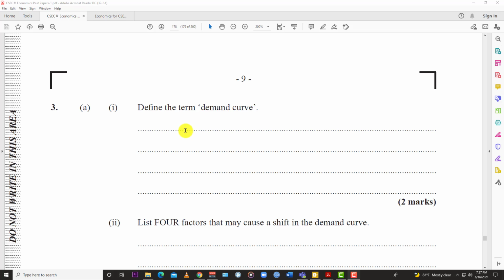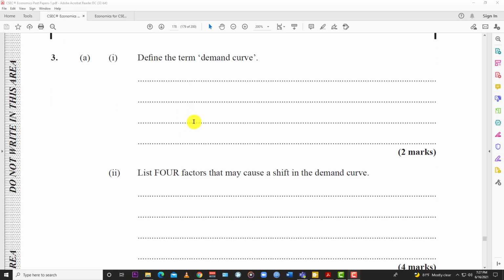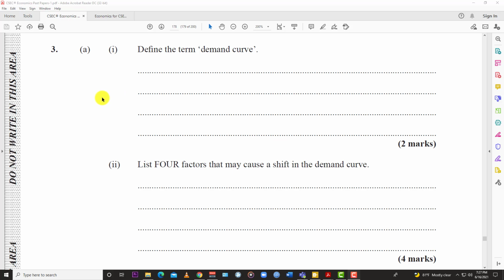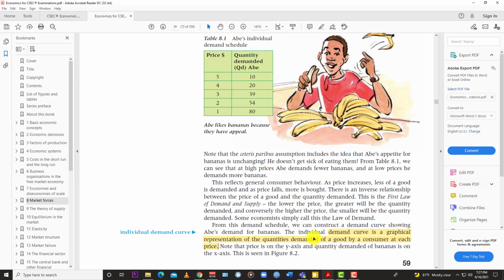Number 3, Part 1. Define the term demand curve. So what is a demand curve? For 2 marks. A demand curve is simply a graphical representation of the quantities demanded of a good by a consumer at each price. That's the definition of a demand curve.